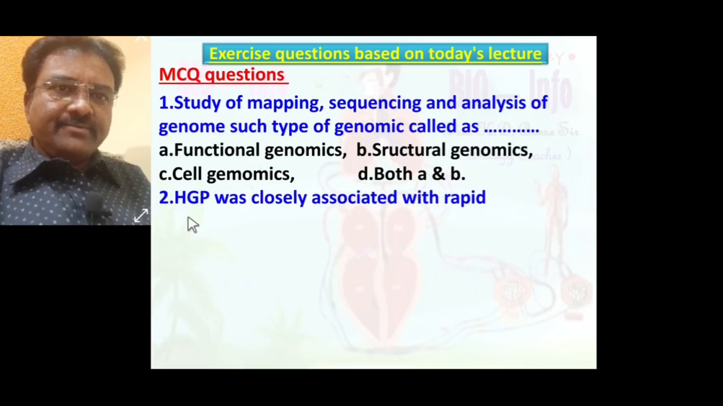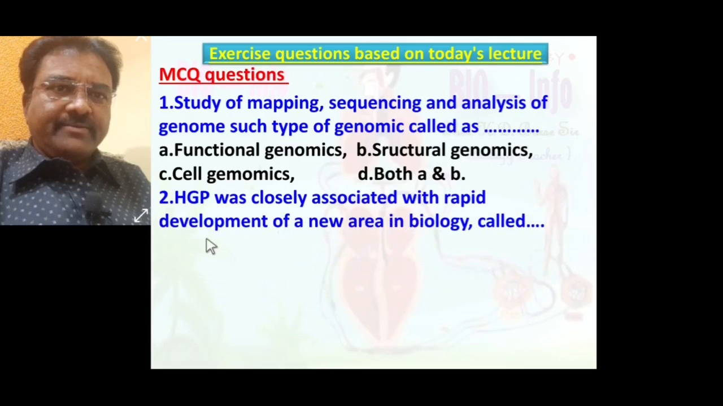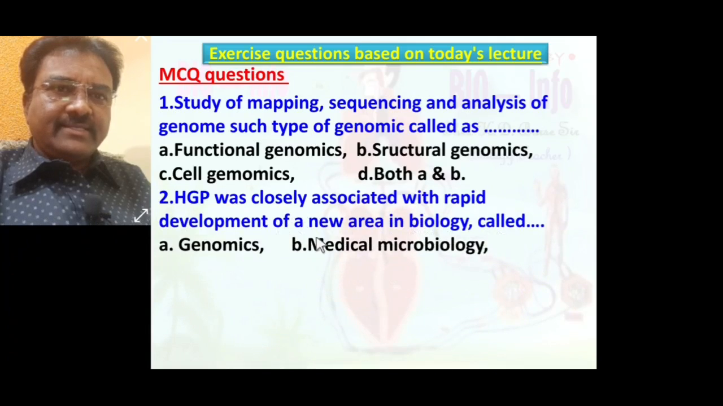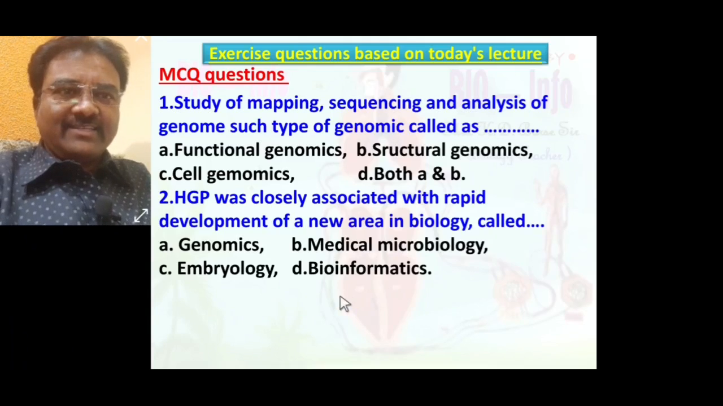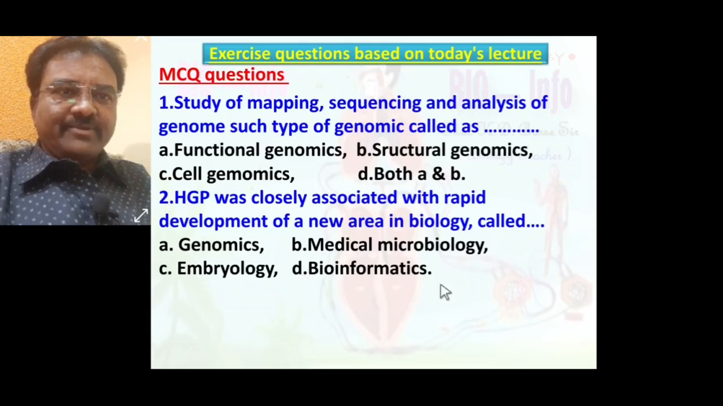Second MCQ: the Human Genome Project was closely associated with rapid development of a new area in biology called genomics, medicinal microbiology, embryology, or bioinformatics. Yes, the correct answer is bioinformatics, a new area in biology.